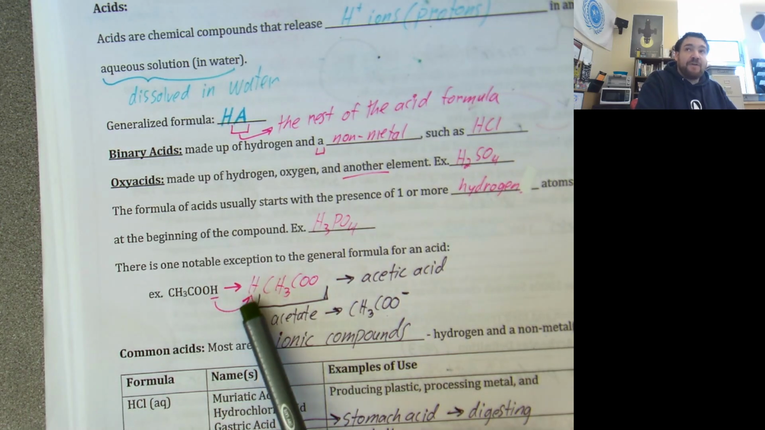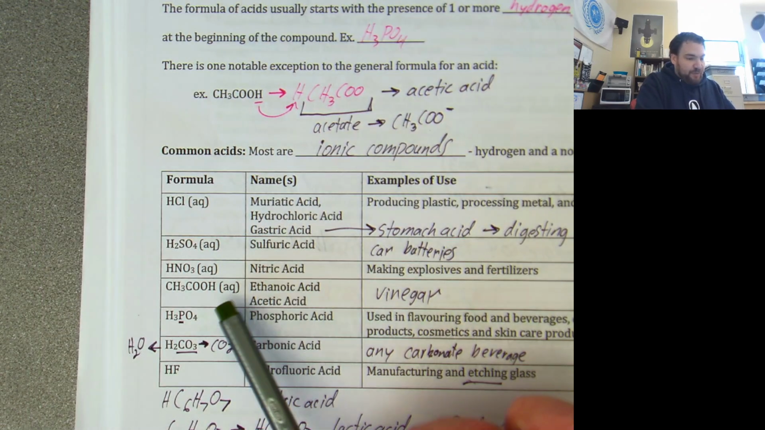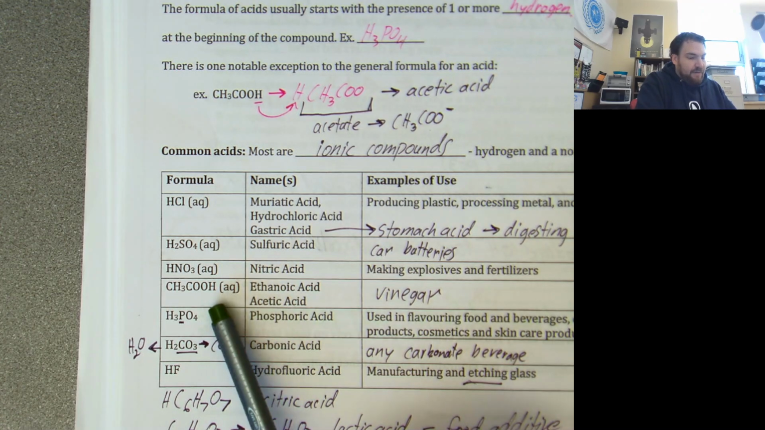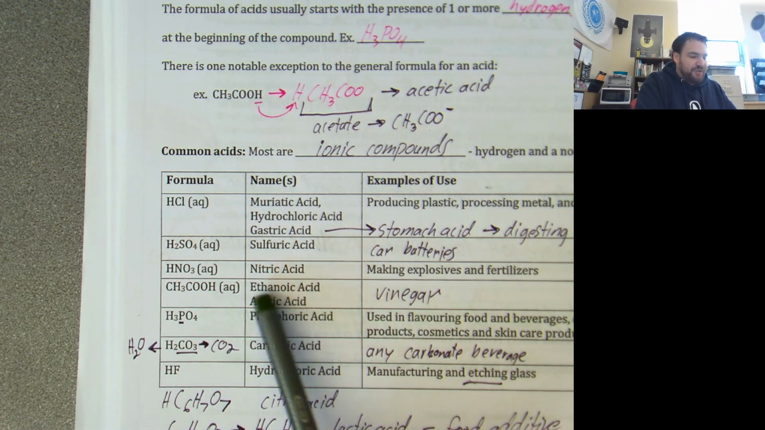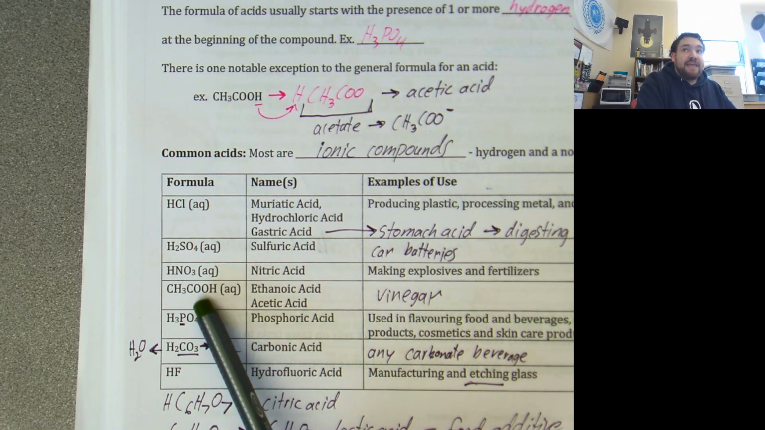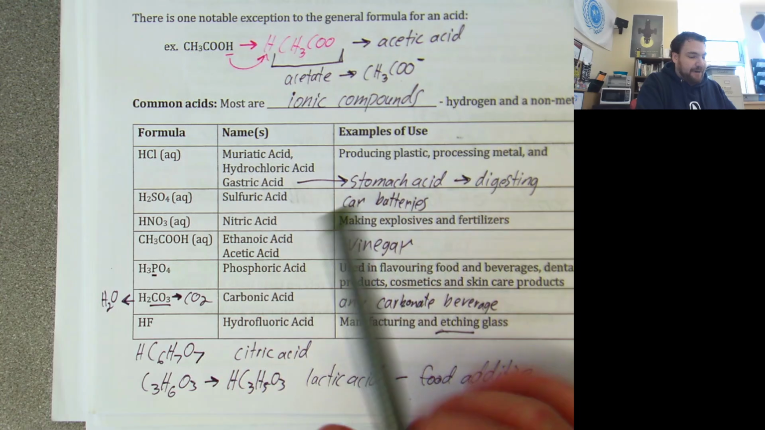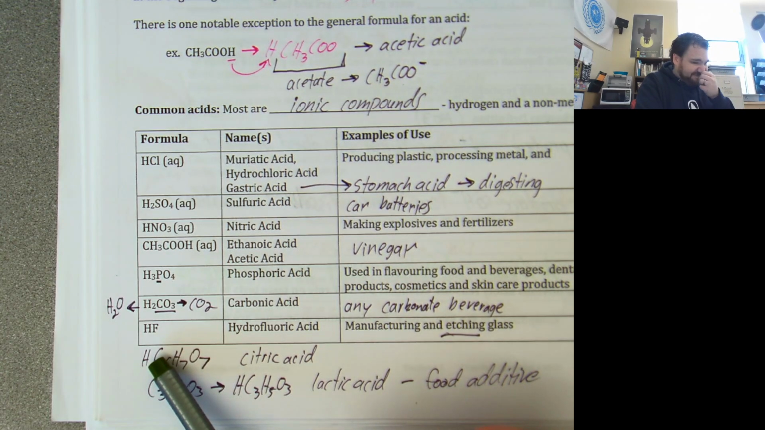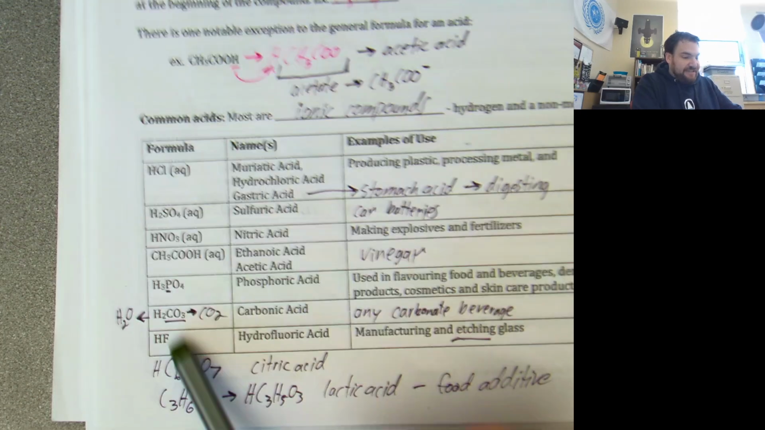Usually that hydrogen is found out front. The only exception would be this one here in vinegar, also called acetic or ethanoic acid. That H is often found out back. But for all of the other acids, hydrogen is going to get listed out front.